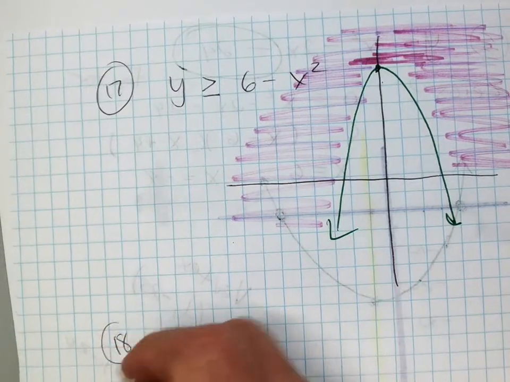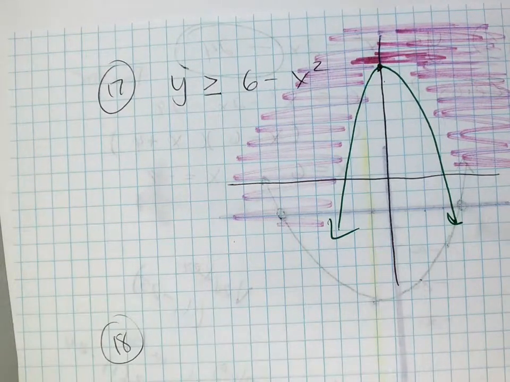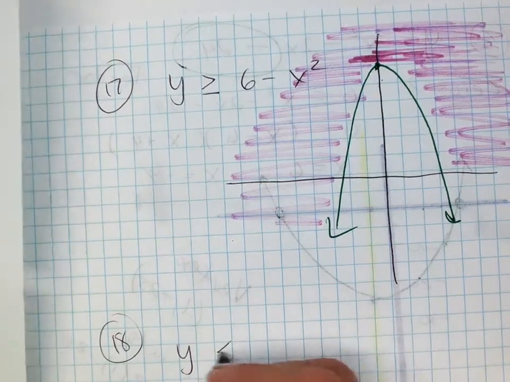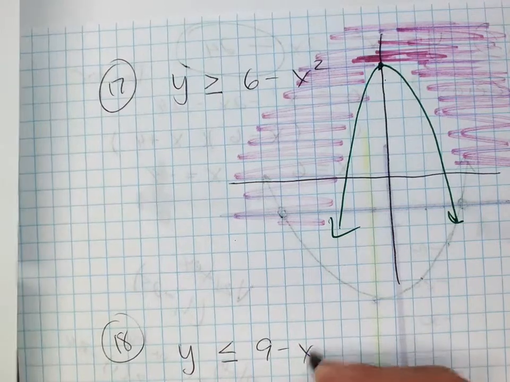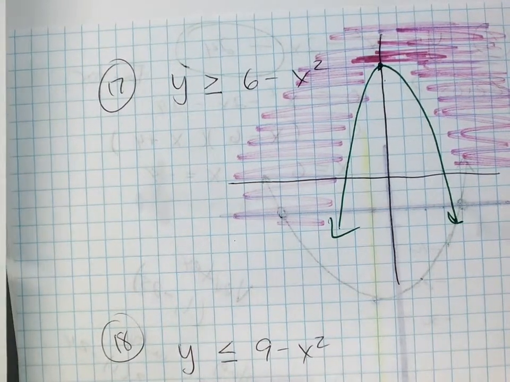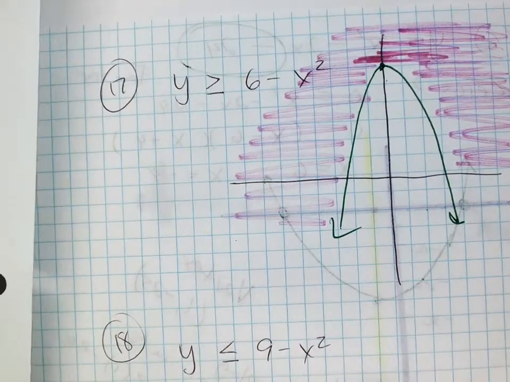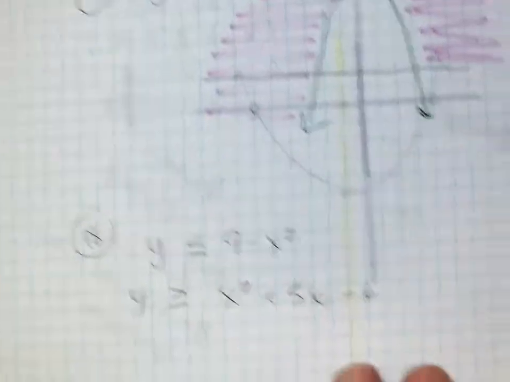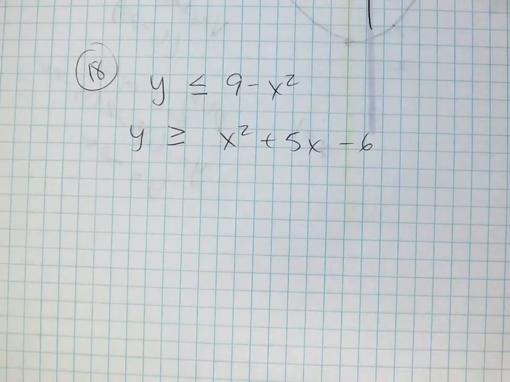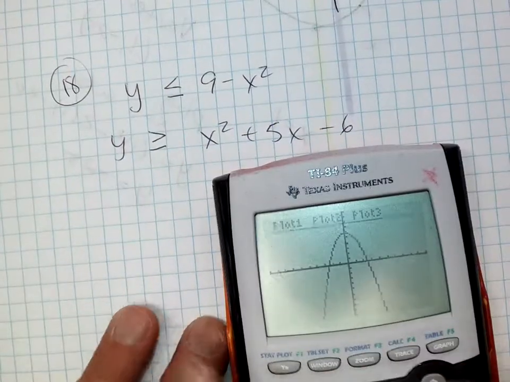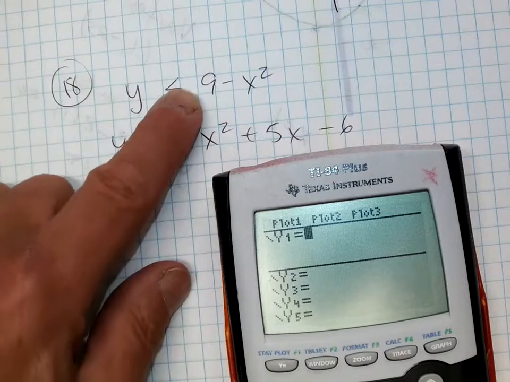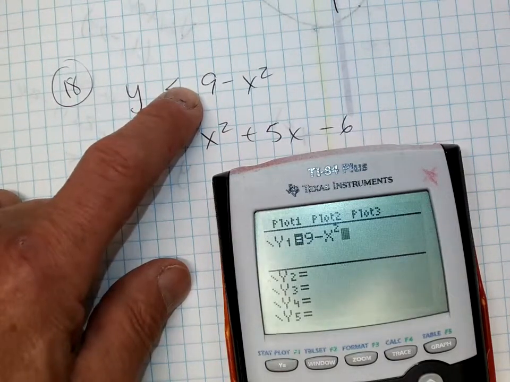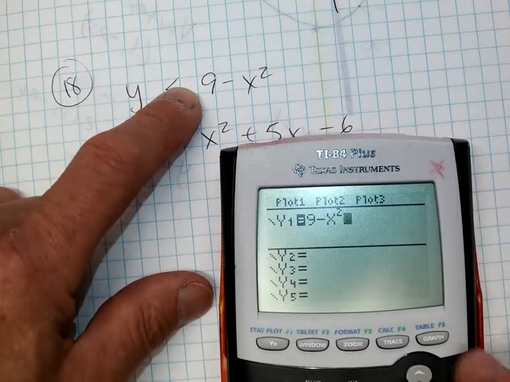18, just as easy, except we have 2 of them to graph. 18, y is less than or equal to 9 minus x squared, and y is greater than or equal to x squared plus 5x minus 6. Okay, watch. Let the calculator do it, okay? So, you ready? Y equals 9 minus x squared, right? If I graph it, it looks like that.